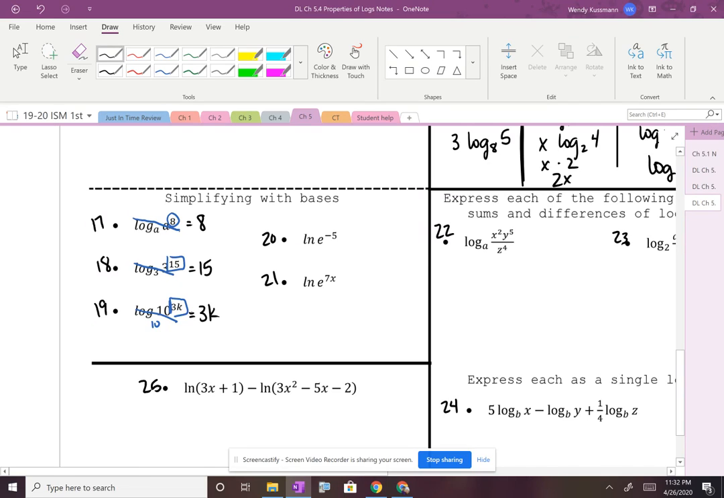This also works with natural logarithms. So natural logarithms and e are inverses of each other. Remember, e is just a number, 2.71, but ln and e are inverses of each other. So ln and e cancel, just again leaving you with the exponent. So ln of e to the negative 5 is just negative 5. And the ln and e cancel here, leaving you with just 7x. Same thing, very, very easy.